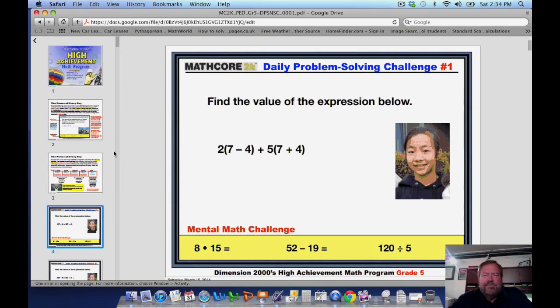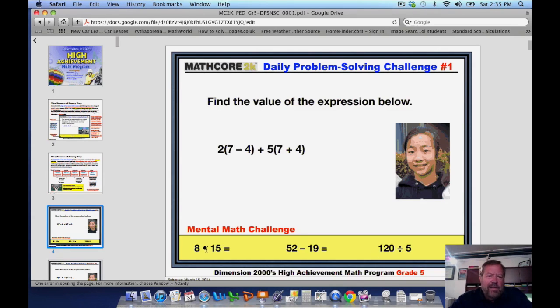Here we have the very first problem. This is like a Monday problem. Find the value of the expression below. And what we're emphasizing here is the idea of parentheses. Work inside the parentheses first and then do the multiplication second. So the kids will learn that lesson and then notice the number sense problems at the bottom, 8 times 15.